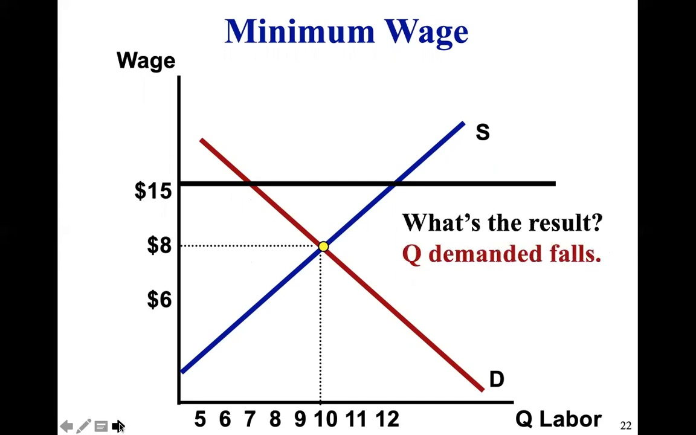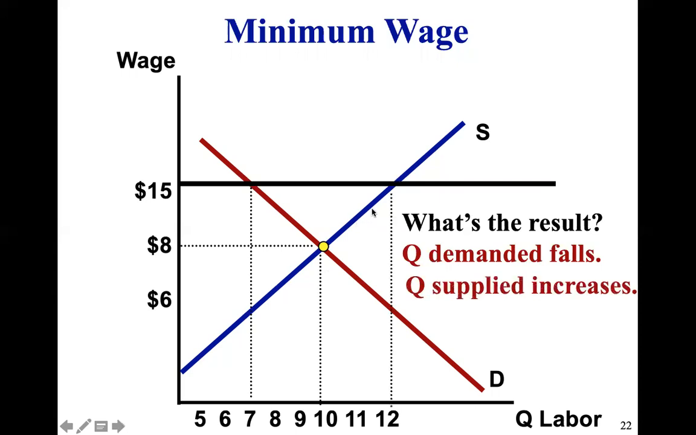Well, as you can see, the quantity demanded falls. Why? Because at $15 an hour, firms are less willing and able to hire as many workers as they were before because they're having to pay them a higher wage. Okay, so we see a decrease in the quantity of labor demanded, in this case down to 7.